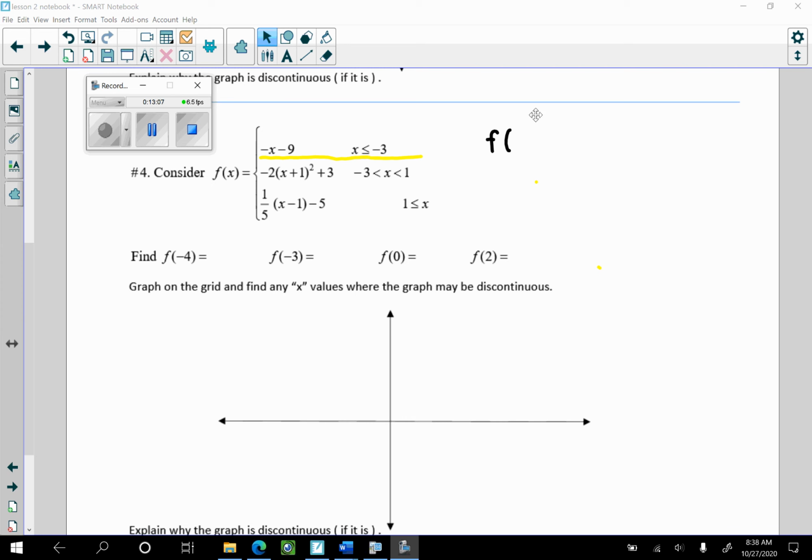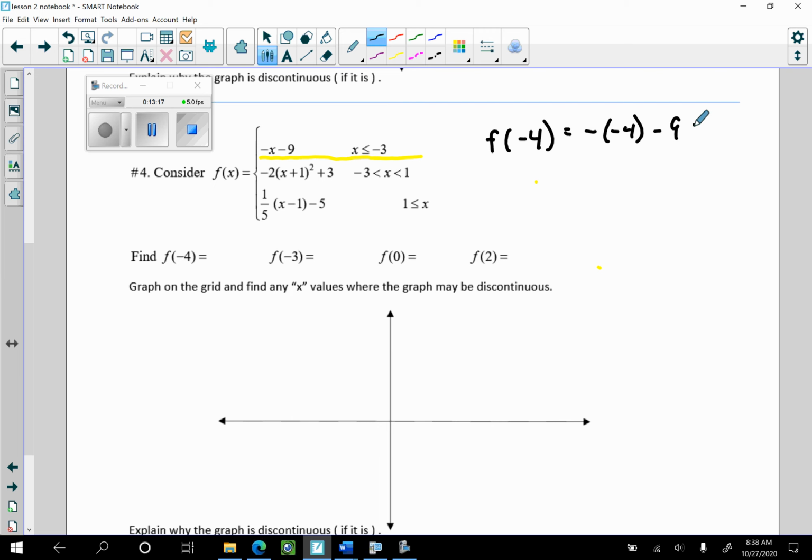So f of -4 is going to be -4 minus 9. That's going to be 4 minus 9, which is -5. So the point is -4 comma -5. We'll plot that down here when we get ready.